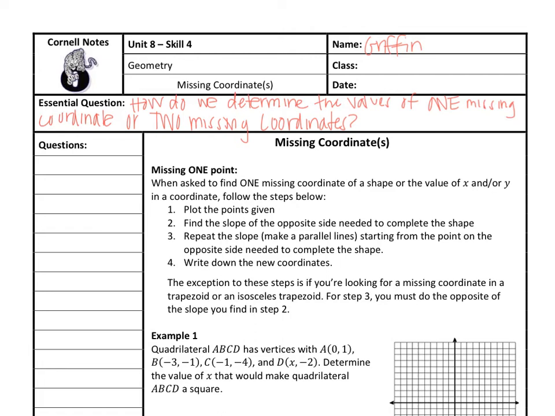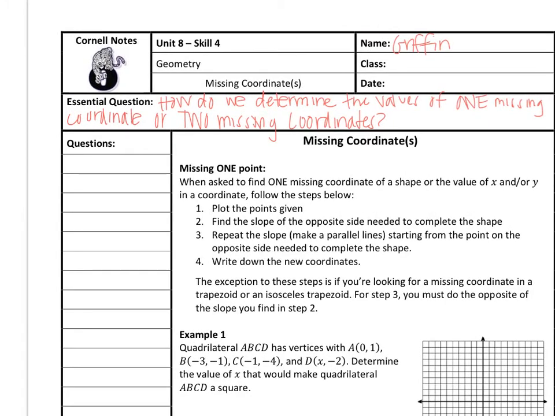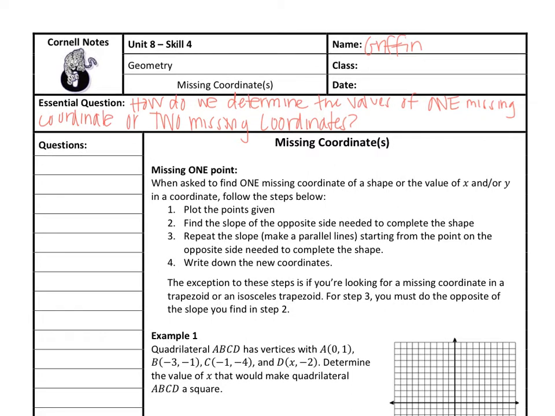It's Miss Griffin. We're looking at Unit 8, Skill 4, finding missing coordinates. Sometimes you're going to be asked to find one missing coordinate. Sometimes you're going to be asked to find two missing coordinates. So your essential question is, how do we determine the values of one missing coordinate or two missing coordinates? Fabulous. Pause it so you can write it down, please.